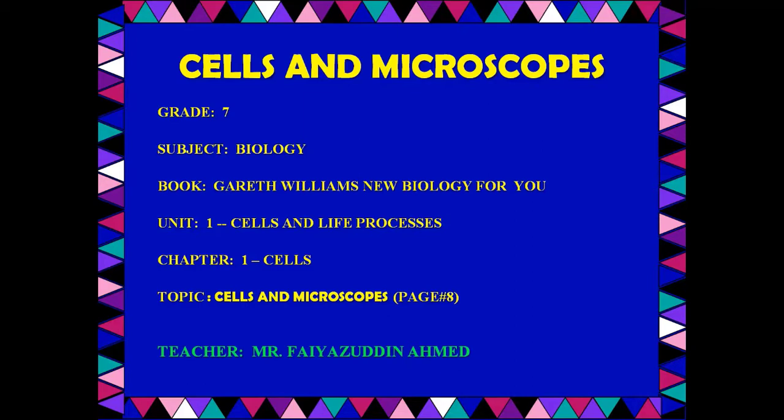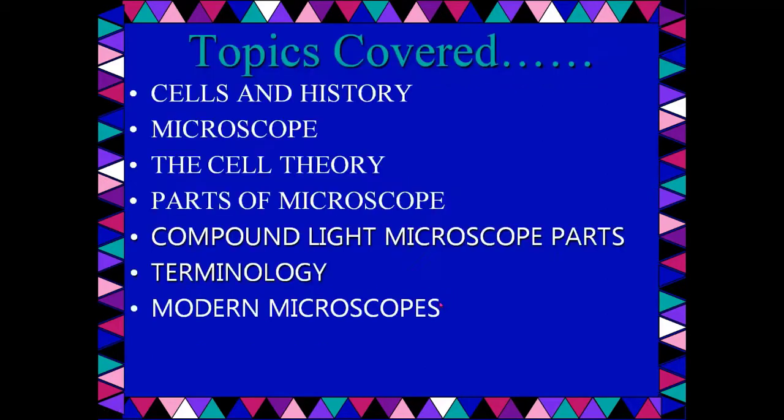This is the brief summary of the grade 7 biology class today, the topic of which was cells and microscope from page number 8 of the biology reading book. The topics covered were cells and a brief history related to the cells and the inventions, and different parts of microscope were demonstrated, and the students were able to label the microscope.